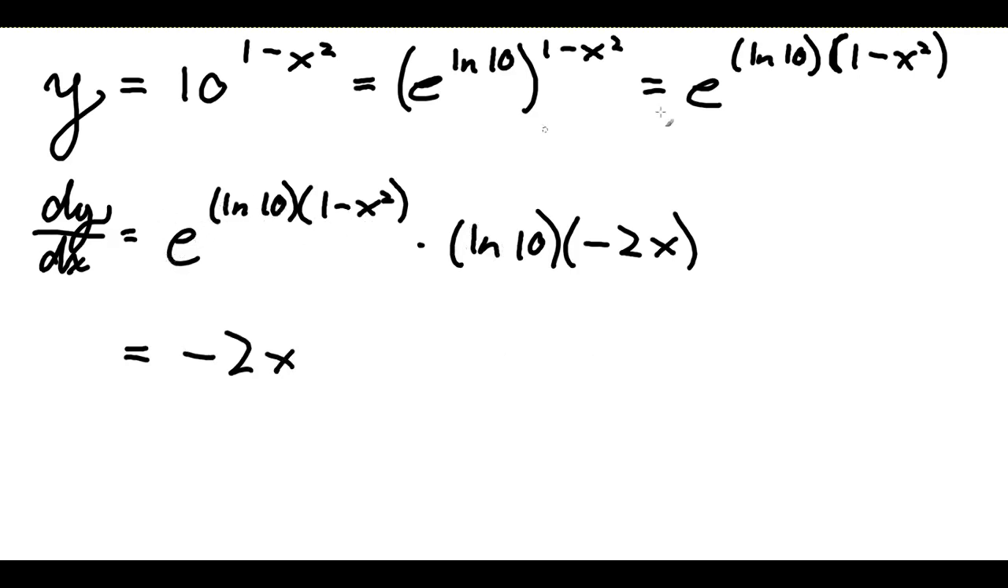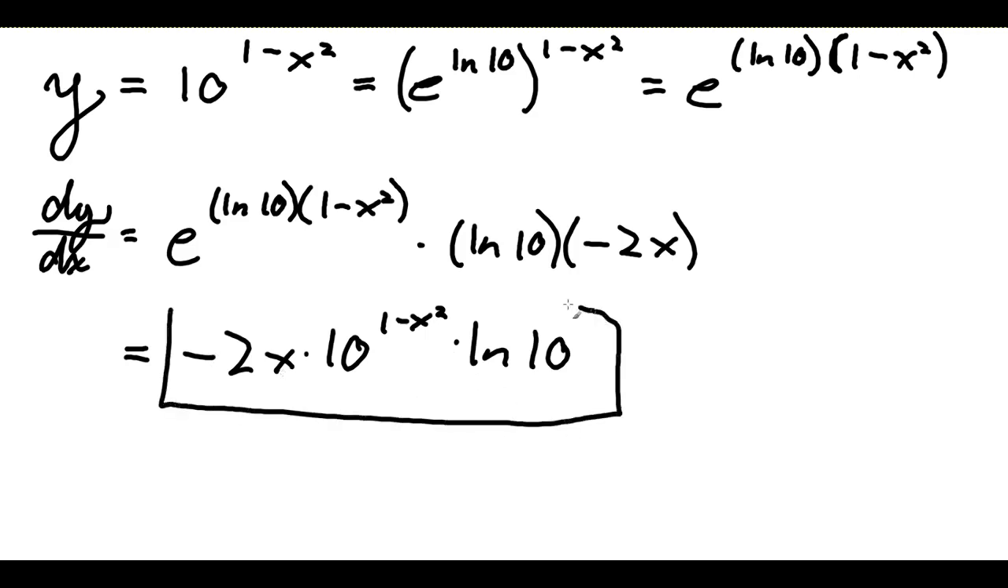E to the log 10, we can just reverse what we did up here. E to the log 10 simplifies down to 10. So that is 10 to the power of 1 minus x squared times the natural log of 10. We can put in some multiplication dots if we wish to make that a little bit easier to parse. Negative 2x times 10 to the power of 1 minus x squared times the natural log of 10. So that's one way that we can do this thing. Now, this was a little bit unpleasant. There's sort of a bit of a rigmarole here.